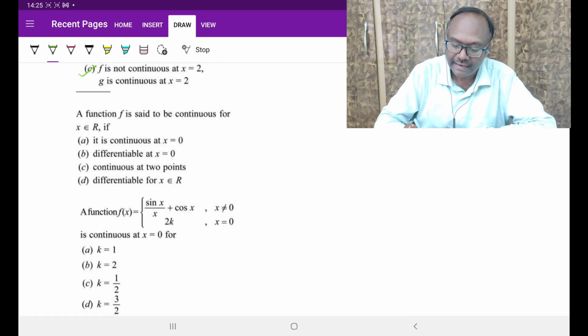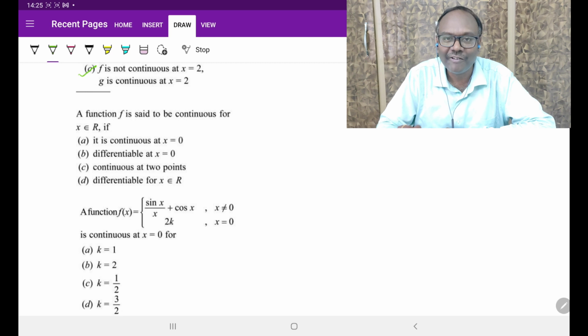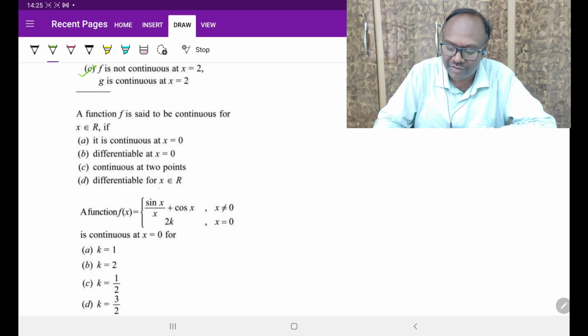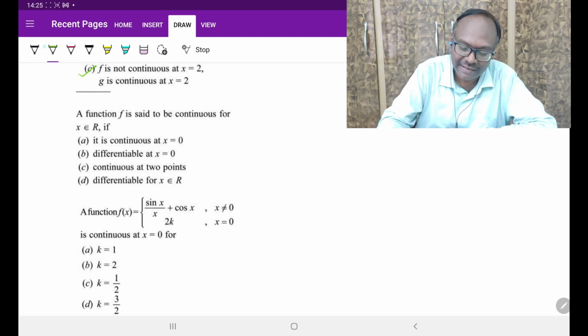Now let us see the next question. A function f is said to be continuous for all x belongs to R. That means a function is said to be continuous for all real numbers if it is continuous at x equal to 0, differentiable at x equal to 0, continuous at 2 points, or differentiable for all x belongs to R. If the function is differentiable, obviously it is continuous, because I gave the example just now that passing 11th standard is passing the continuity test, passing 12th standard is passing the differentiability test. If the function is differentiable for x belongs to R, obviously it is continuous for all x belongs to R. So the right option is option D.